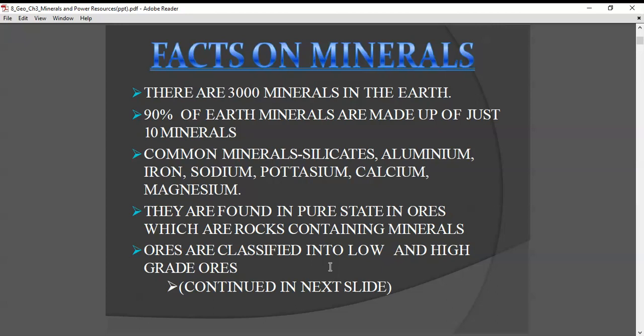So common minerals, we have silicates, aluminium, iron, sodium, potassium, calcium and magnesium. They are found in pure state in ores, which are rocks containing minerals. So the rocks that we learned about last year, that is all igneous, sedimentary and metamorphic, all these rocks contain all these minerals. And when the mineral is found inside these rocks, that is called as ore. The ore is the impure form of the minerals.